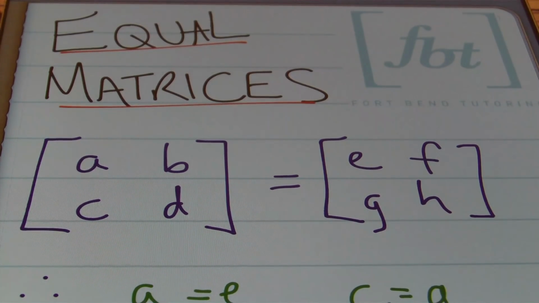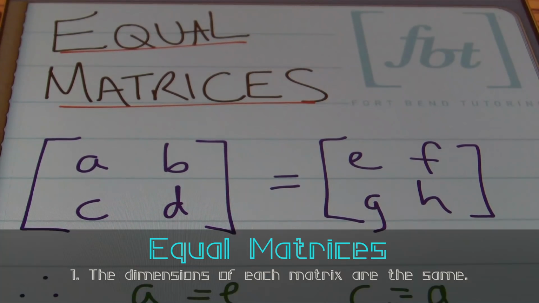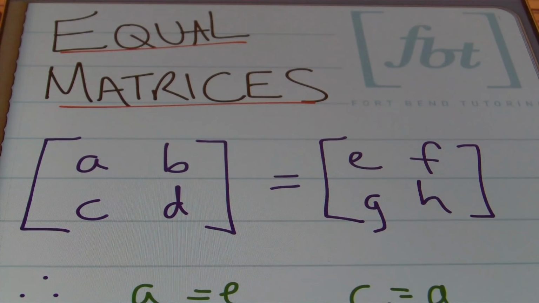Anytime you have equivalent matrices, there are two conditions that must be met at all times. The first condition is that the matrices must have the same dimensions. What does that mean? That means that the matrices must have the same number of columns and rows. So for instance, what we're dealing with now is a 2 by 2 matrix. I have 2 rows in this matrix and I have 2 columns in the matrix.